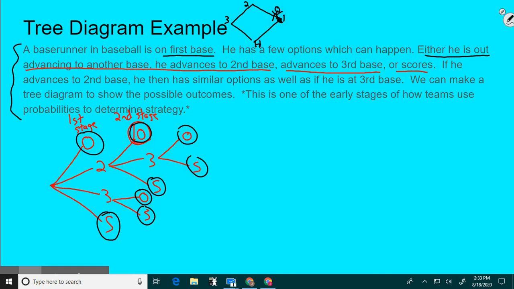Okay, so the big thing with this section is drawing the trees to try to find all our possible outcomes. Eventually what this leads to is so we can figure out probabilities. I can figure out what's the probability of this person scoring, or what's the probability of them being out, or whatever. We need a lot more information to do that, but that's kind of an introduction. That's what the tree diagrams eventually help with, is probabilities, and they make probabilities a lot easier. So we need to get good at drawing tree diagrams.